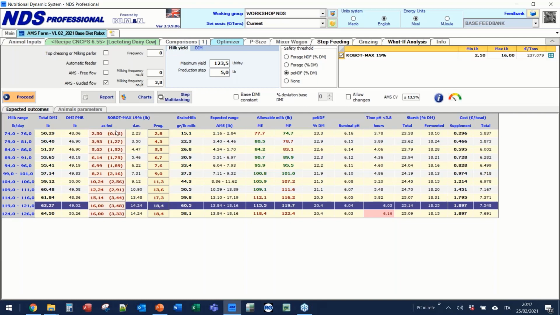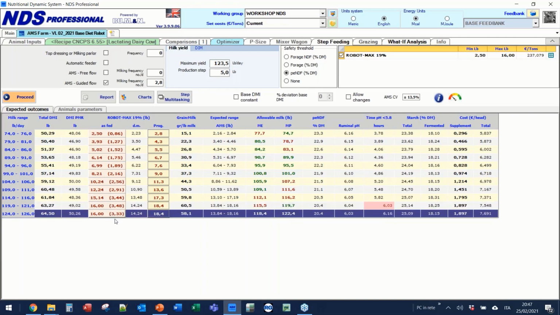Between the parentheses, you have the amount of feed, the amount of pellet that it is estimated the cow eats for each visit. Of course, we start from the average milk to evaluate how many visits we predict, and we split this total amount into these visits.